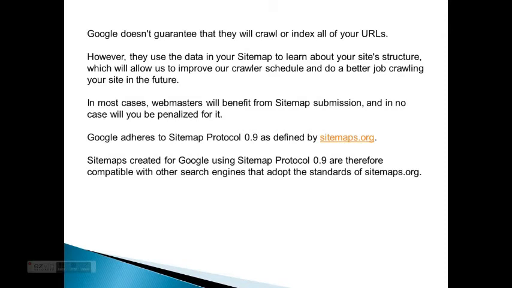Google adheres to Sitemap Protocol 0.9 as defined by sitemaps.org. Sitemaps created for Google using the Sitemap Protocol 0.9 are therefore compatible with other search engines that adopt the standards of sitemaps.org.